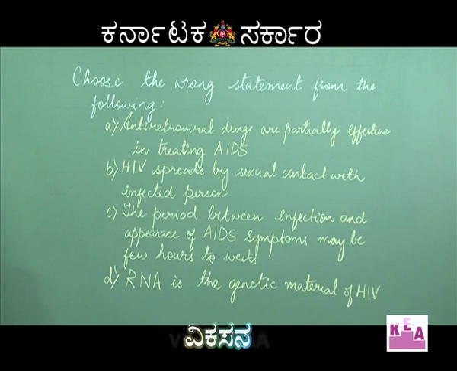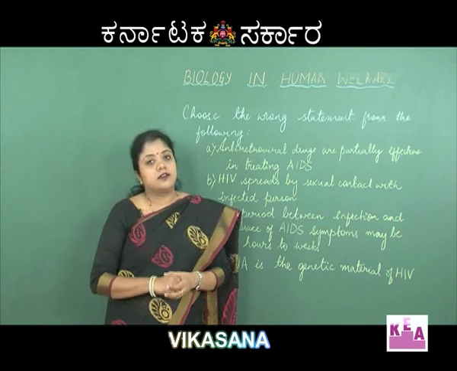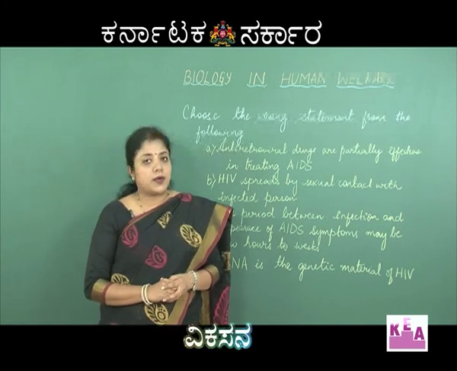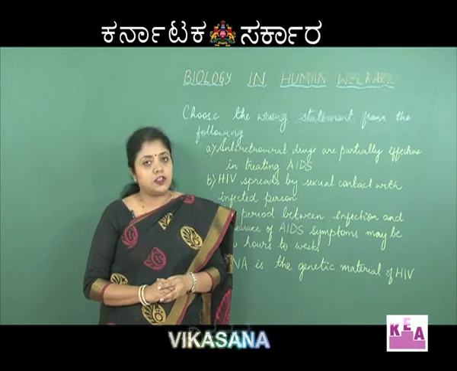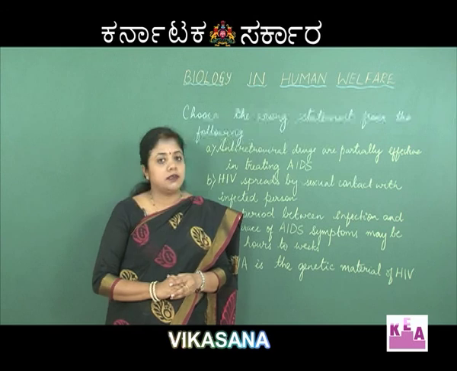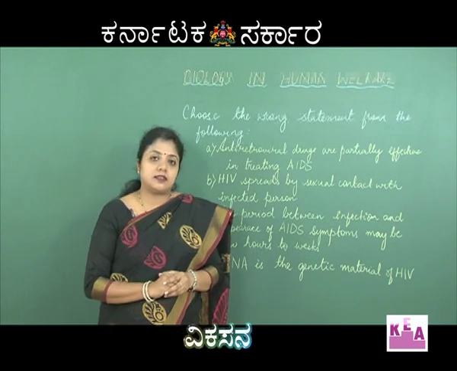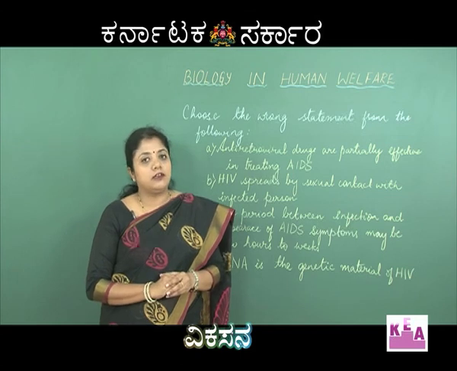The first statement, A, antiretroviral drugs are partially effective in treating AIDS. Option B is HIV spreads by sexual contact with infected person. C, the period between infection and appearance of AIDS symptom may be few hours to weeks. And D, RNA is the genetic material of HIV. Now, you know that HIV is a retrovirus and this particular virus contains RNA as the genetic material. So, the last statement is the right statement, and the disease is spread through sexual contact by infected person.